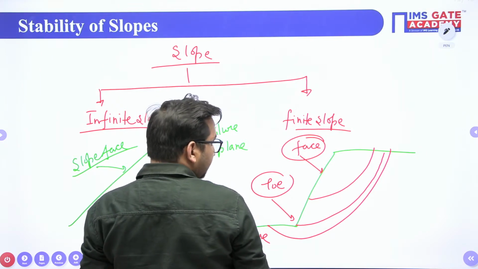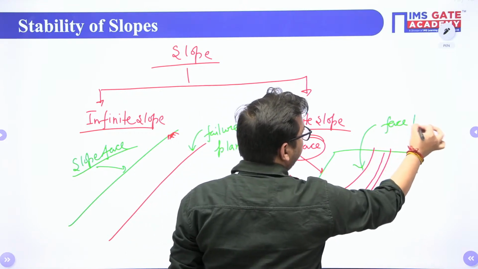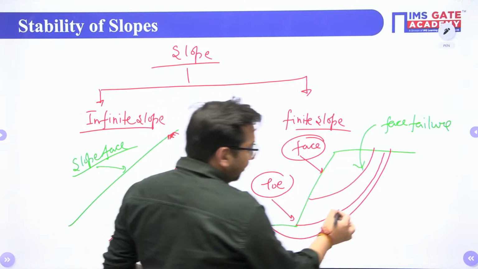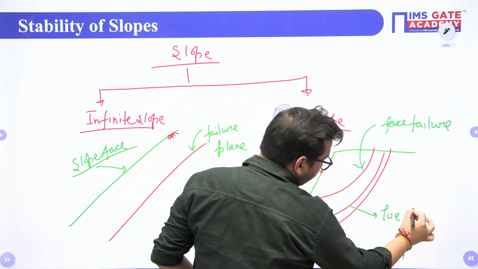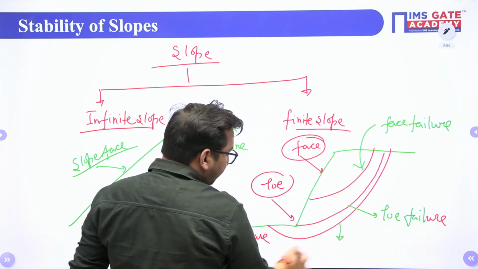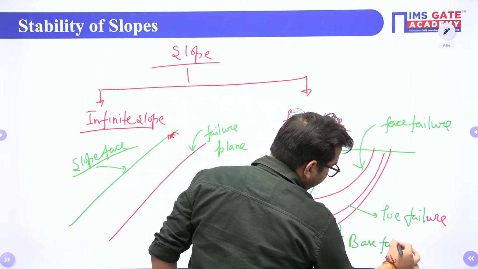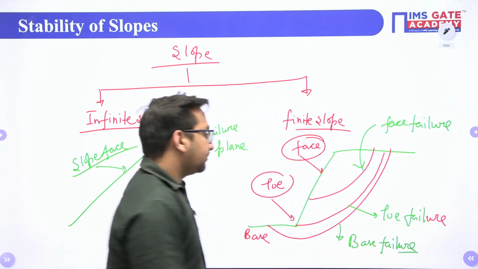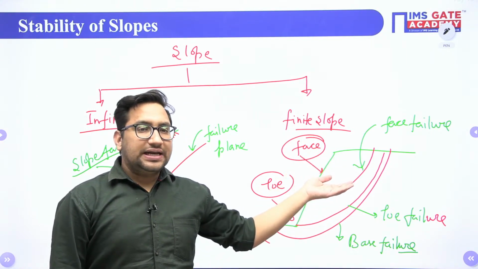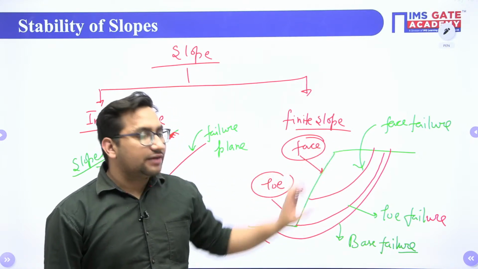So here you can see, for this particular case, your face is getting failed, so it will be a face failure. If your failure plane passes through the toe, it will be a toe failure. And if the failure plane passes through the base of this particular slope, you will call it a base failure. Clear? If the strength of soil above the toe is less as compared to the strength of soil below this particular toe, what will happen? This face failure will be there.